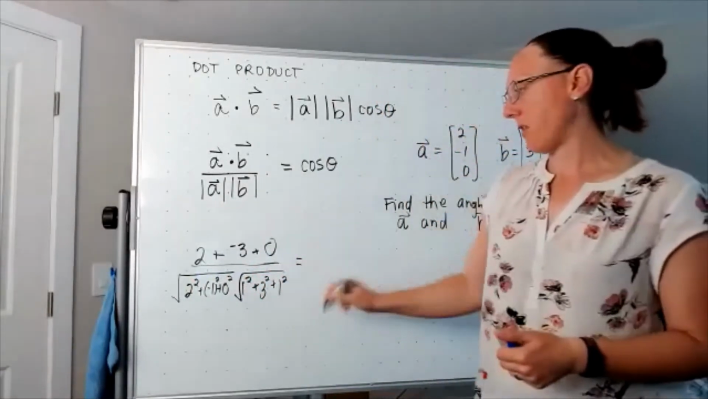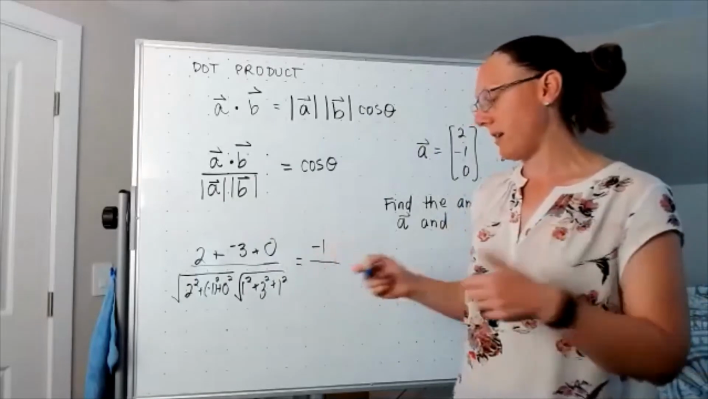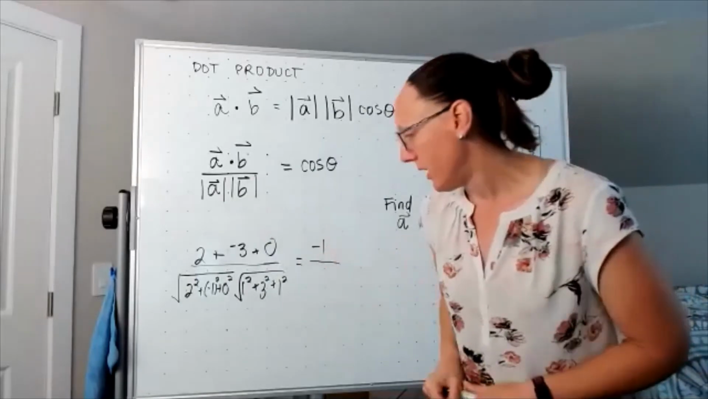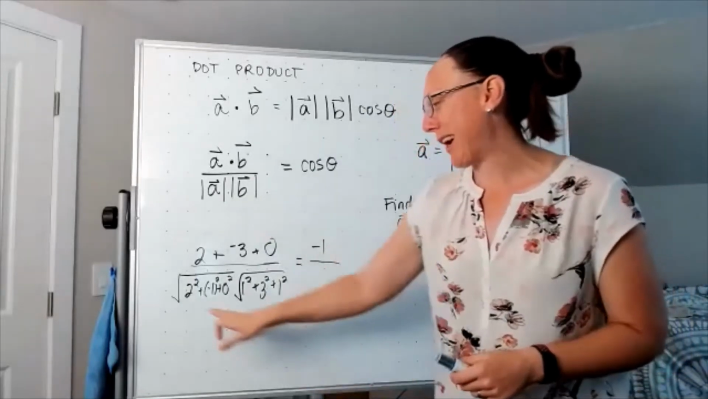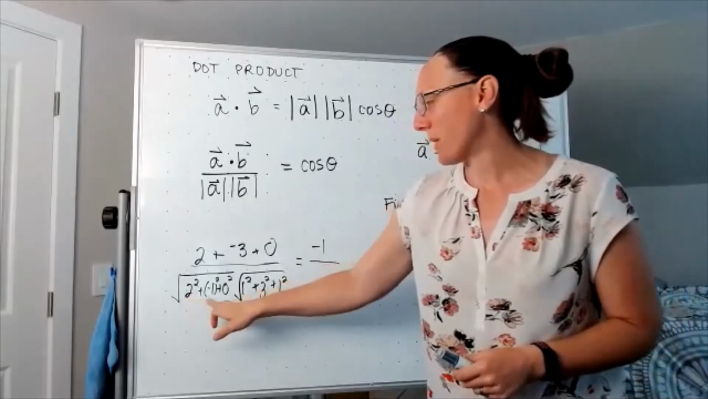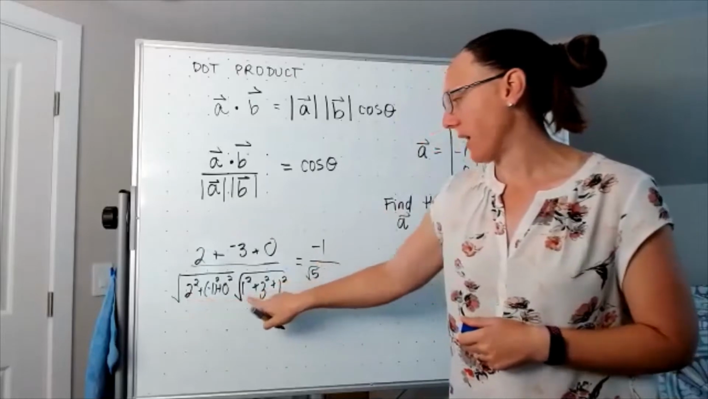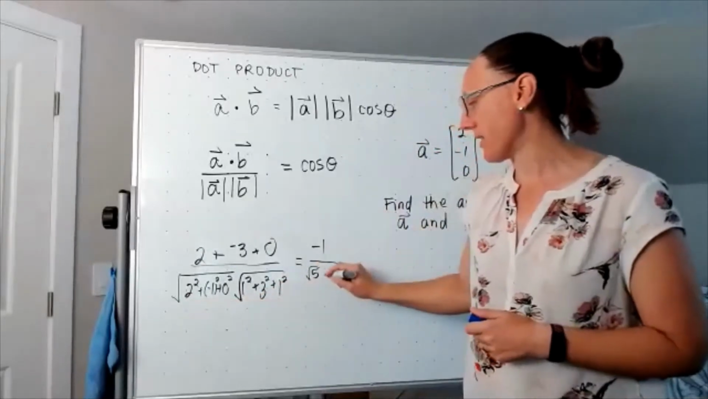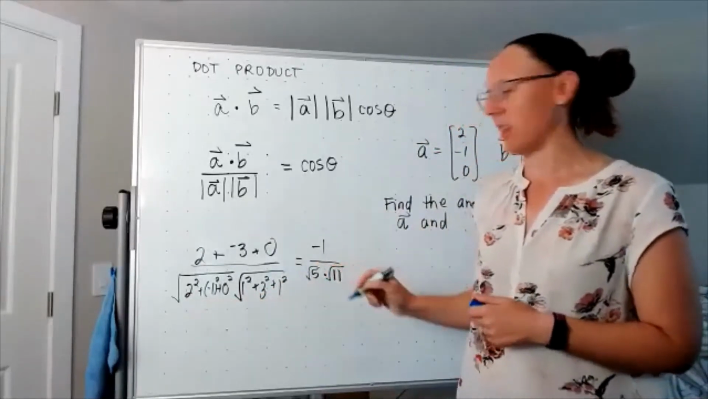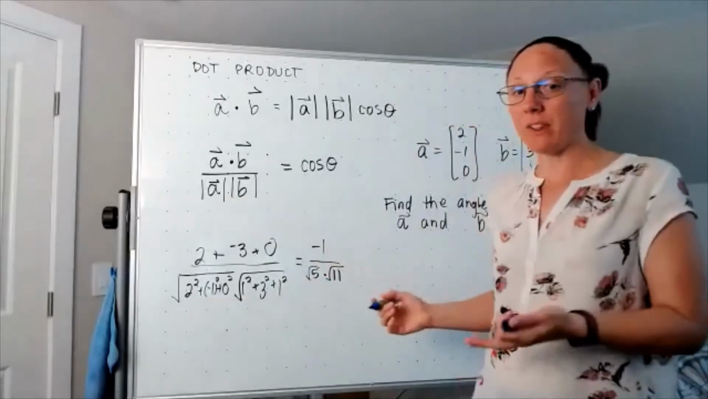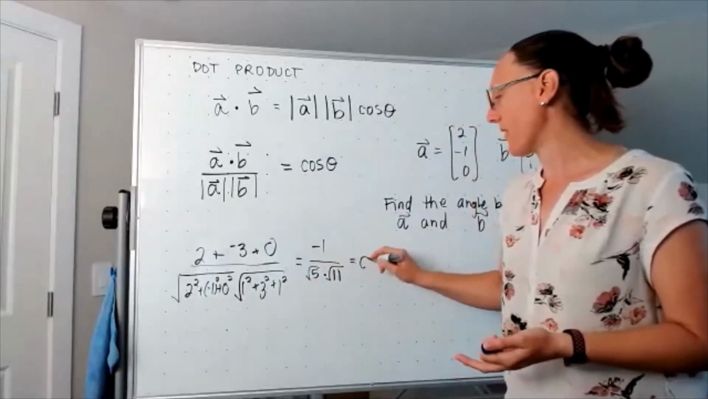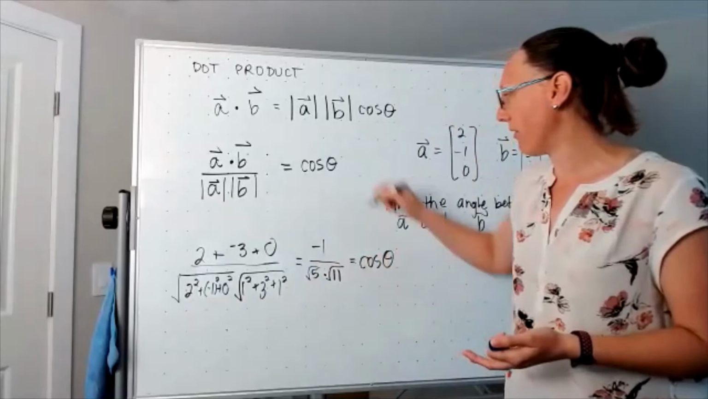All in all, that means on the top I've got a -1, and in my denominator, keep me honest, make sure I get my arithmetic right here. That's 4 plus 1, so that's the square root of 5, and 2 plus 9, so that's the square root of 11. Now at this point, all we know is that that's equal to cosine of theta.